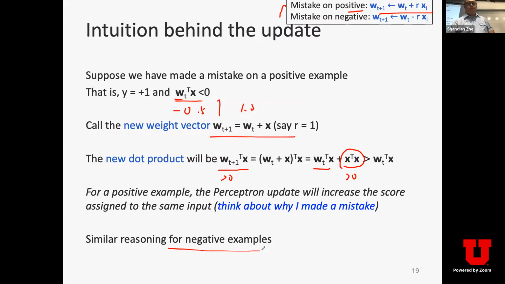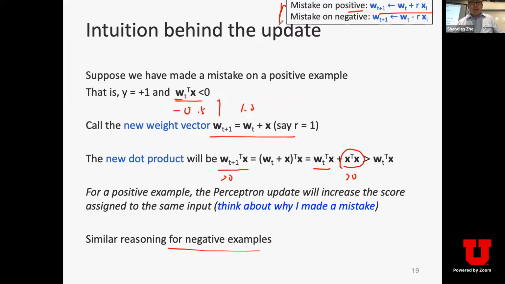And we can examine the rule when we make a mistake on predicting negative examples. They're doing kind of similar things. So I will leave it as an exercise for you to analyze, to help you better understand the motivation and rationale of this update. Okay, so far, any questions? Is everyone comfortable?